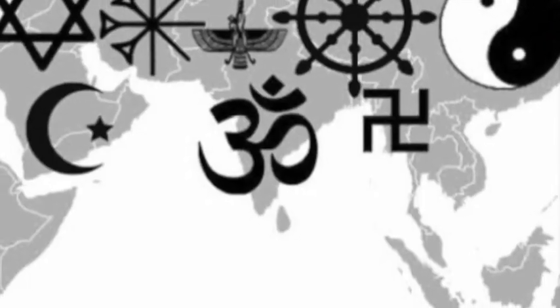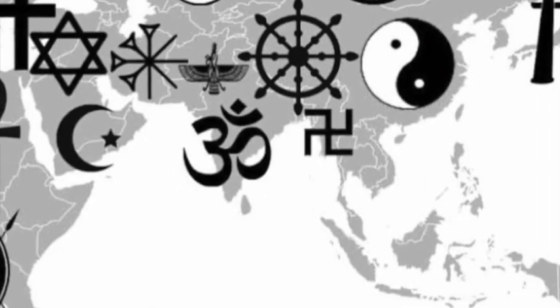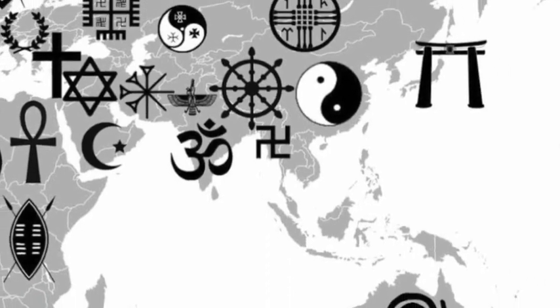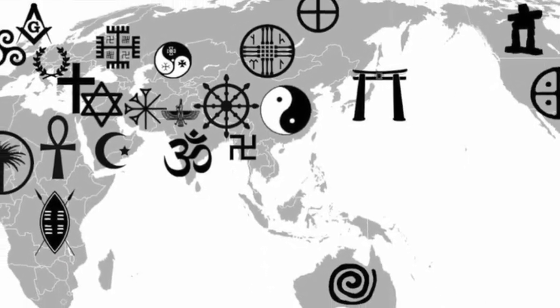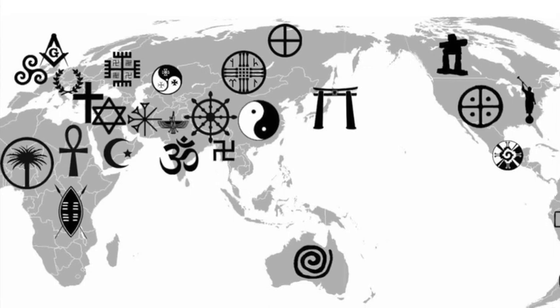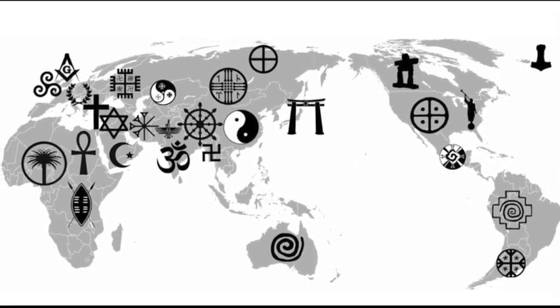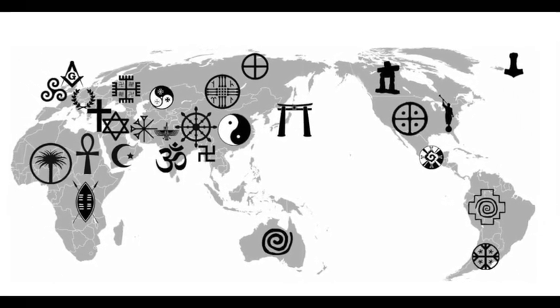There is much overlap between the symbols of the various cultures and societies of Earth. This goes along with one of the main ideas presented in this book, which is that the human family is much more alike than most people think, and that we all have the same origins.